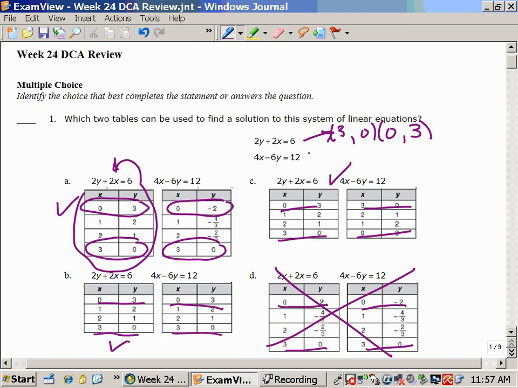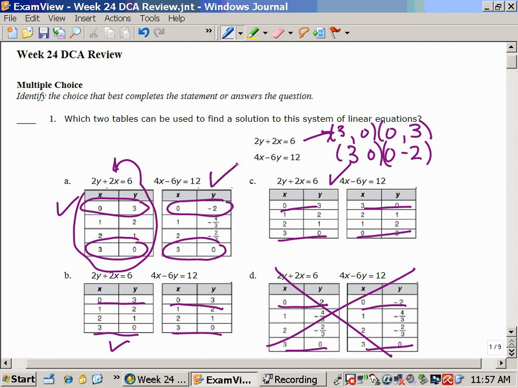So now I'm going to go to my second one. Let's do the intercepts here. Cover up the y. 4 goes into 12 3 times. Cover up the x. -6 goes into 12 -2 times. So I'm going to look at my second table, and I'm looking for 3, 0 and 0, -2. The first one, yes, this one works.